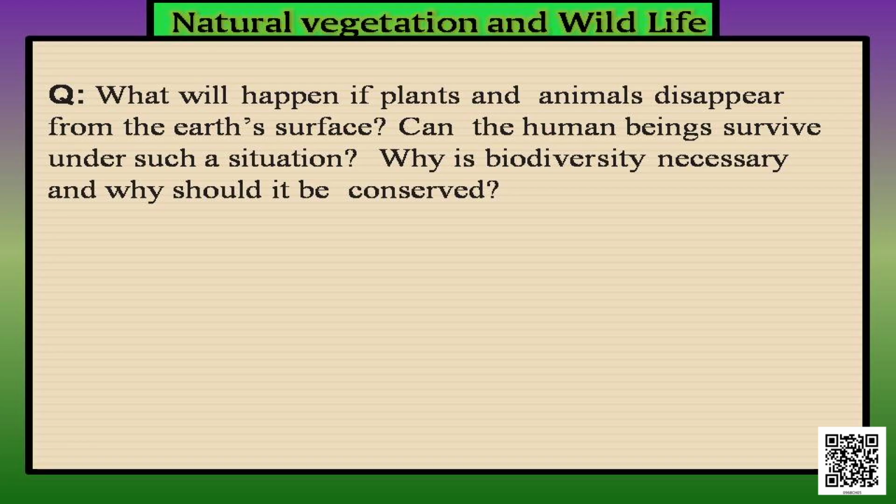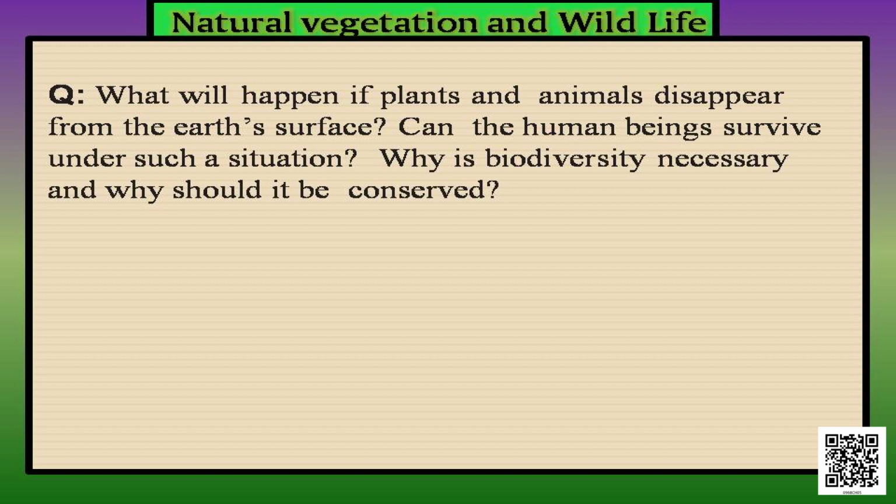So here we come to the end of the different types of natural vegetation, that is the forests, found in our country, India. Now some questions must be coming to your mind. For example, what will happen if plants and animals disappear from the earth's surface? Can human beings survive in such a situation? And at the same time, why is biodiversity necessary and why should it be protected or conserved?